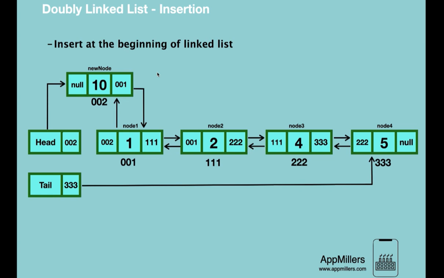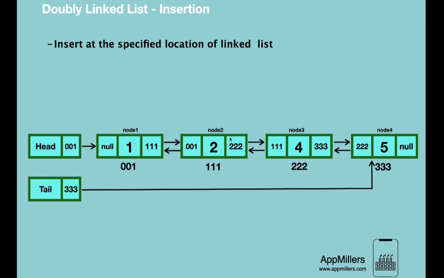Now let's see how we can insert a node at a specified location in a double linked list. Let's say we want to insert a node between node 2 and node 3. So here again, the first step is we will create a blank node in the memory. Then after creating this new node in the memory, we will assign a value to it. In our case, the value of this node is 20.